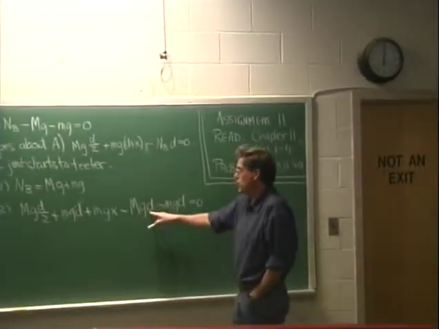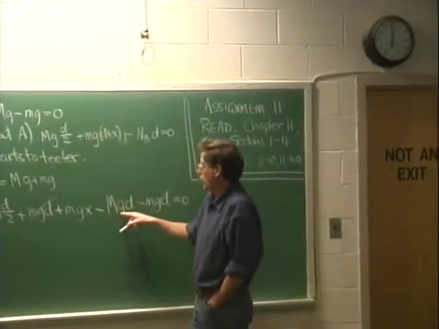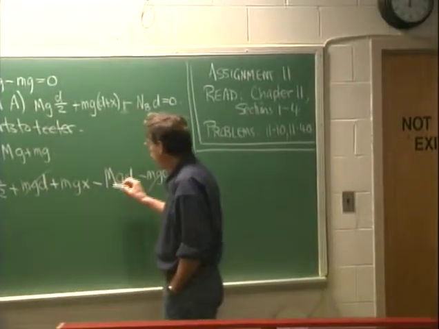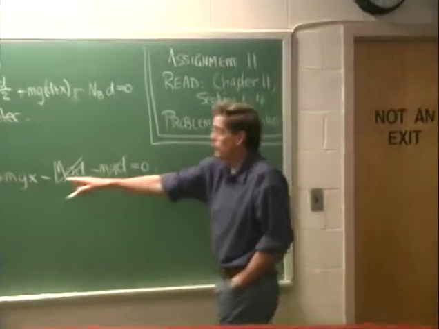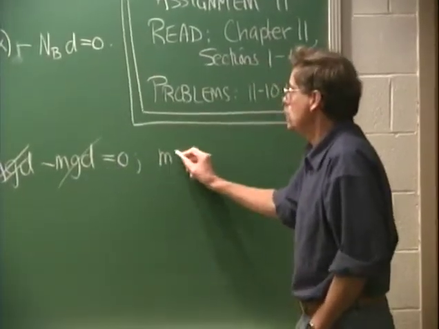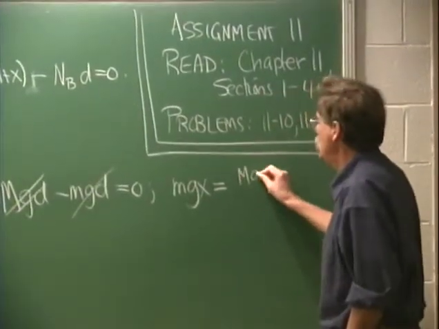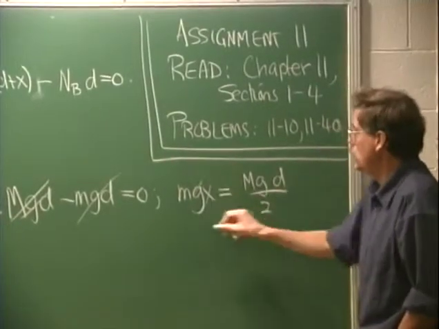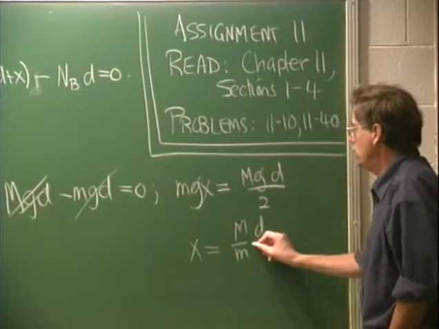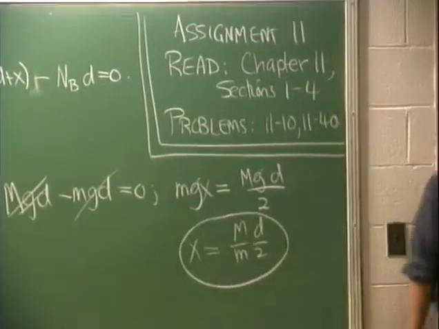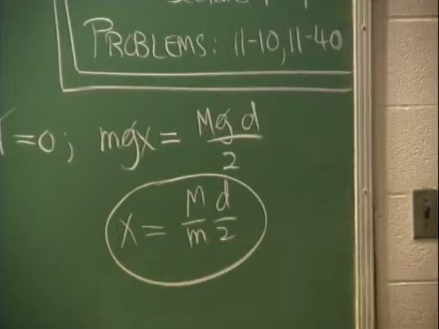The Mgds cancel. Mgd and Mgd over 2, so minus 1 plus a half would make it minus 1/2 when I combine those two together. I was wanting to know the value of x at this point, so mgx equals, pulling this stuff over to the other side, capital Mgd over 2, the g's cancel, and x is then capital M over little m times d over 2. That's as far out as you dare put that bucket. Any further, and you see what happens.